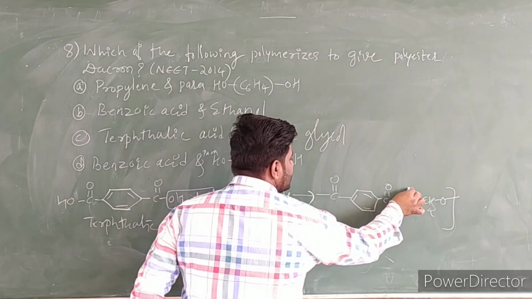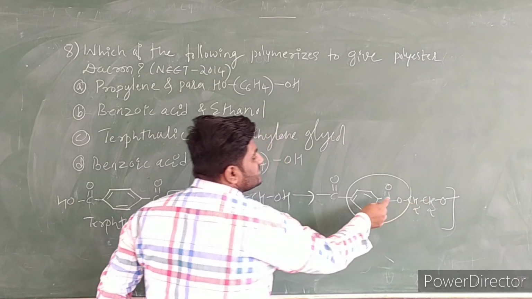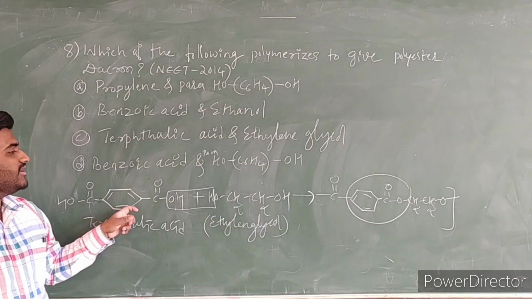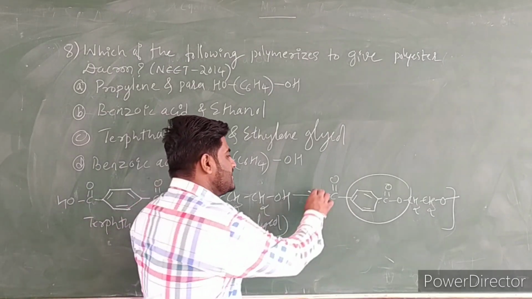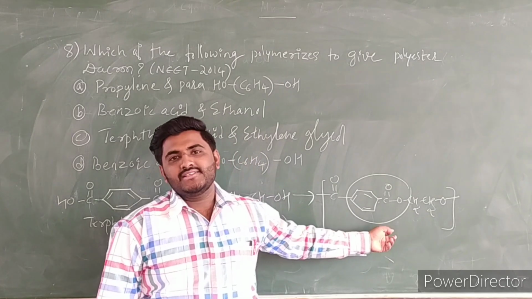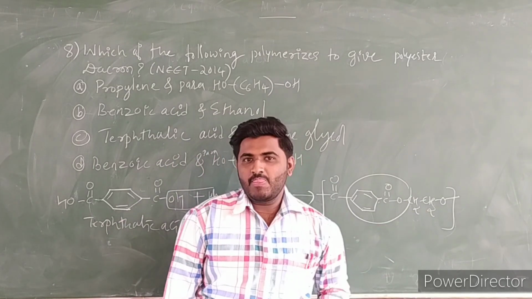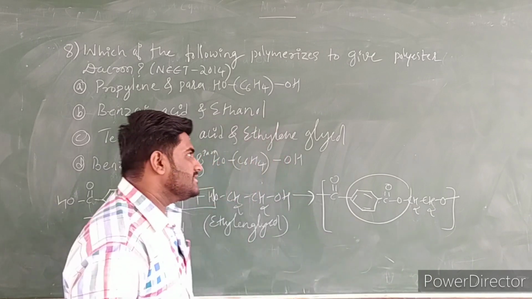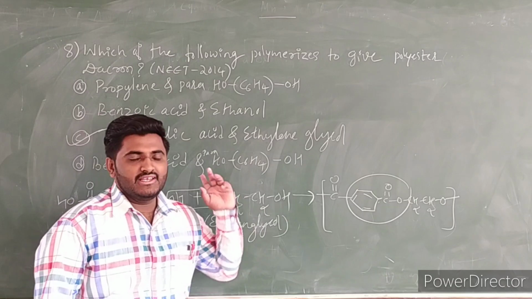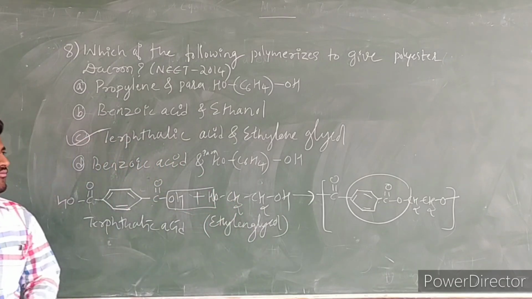You see the group, guys, COO. Here are COO groups, nothing but esters. The name of this polymer is polyester, nothing but dacron, commonly called terylene. Terephthalic acid plus ethylene glycol gives terylene. This is called dacron. Hence, option 3 is the correct answer. This question was asked in NEET 2014. I hope you followed. If you want, you can take a screenshot.